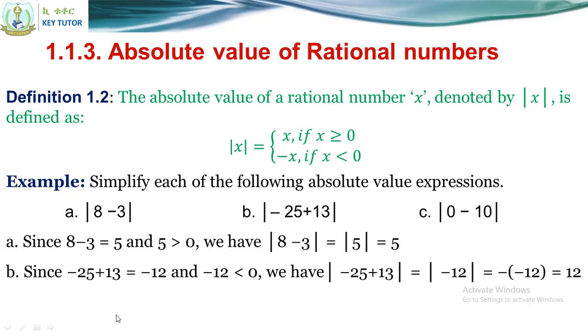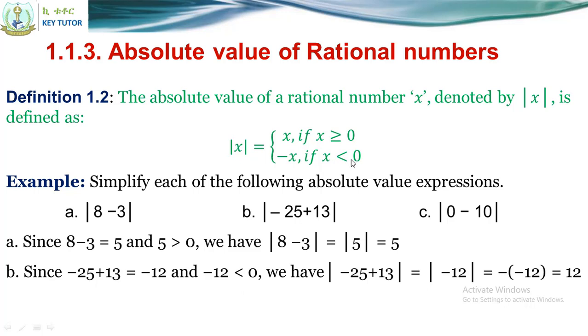Now let's consider the absolute value of negative 25 plus 13. First, let's take the number inside and calculate what it is. Negative 25 plus 13 is negative 12. Negative 12 is less than 0. Okay, here you are.